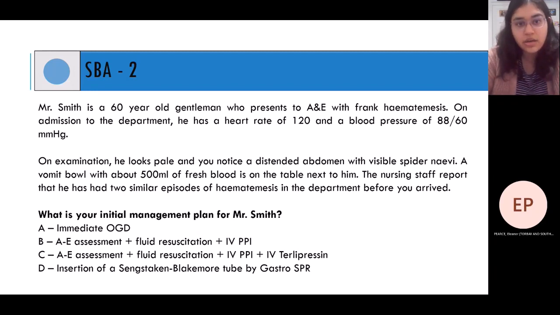On admission, he has a heart rate of 120 and a blood pressure of 88/60. So he's hemodynamically unstable. On examination, he looks pale, and you can see a distended abdomen with visible spider nevi. Next to him, he has a vomit bowl with about 500 mils of fresh blood, and the nurses are telling you that this is his 3rd episode of hematemesis in the department. So talking about what we've seen so far with GI bleeds, what do you think your initial management plan would be for Mr. Smith?